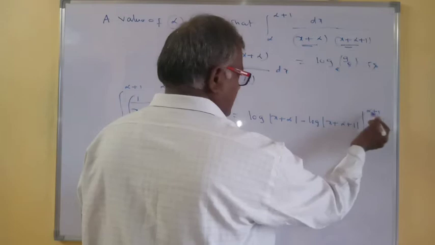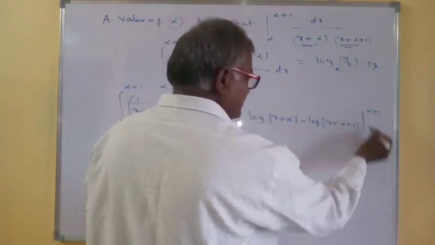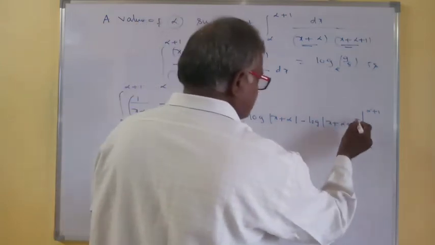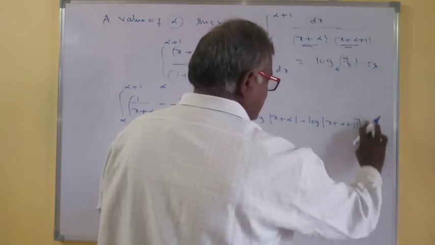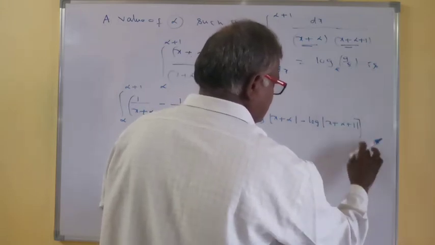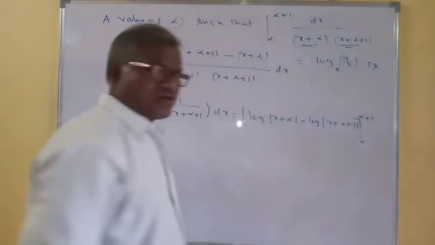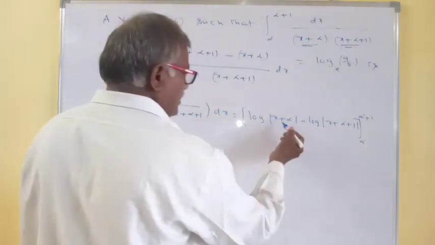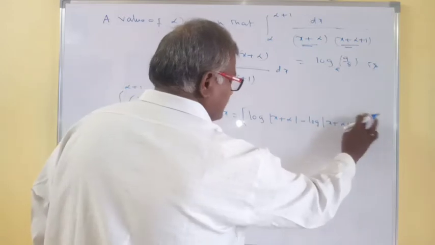So just substitute the upper limit. Actually the value should be like this, but we have to write it like this. There is no difference. Yes, we have to write down the limits. So for the upper limit, here again you can write this.